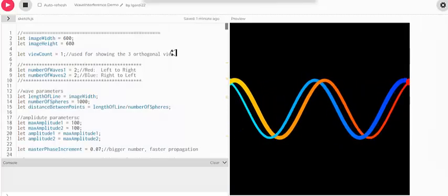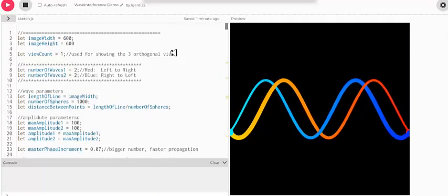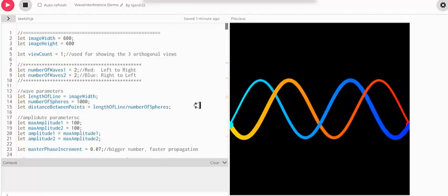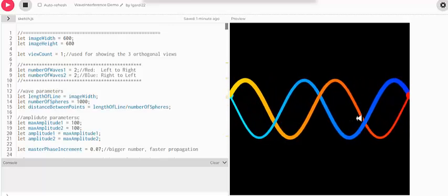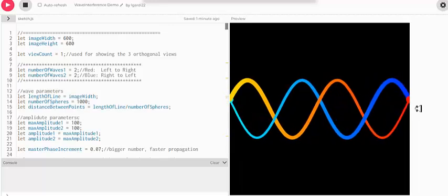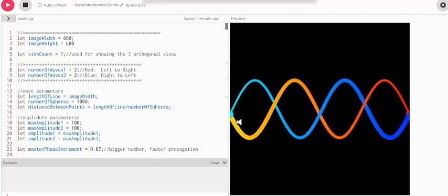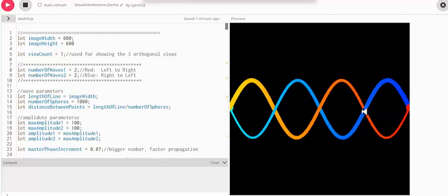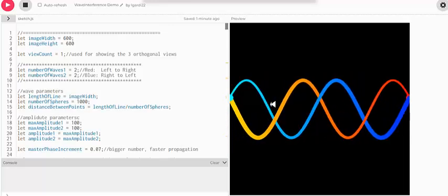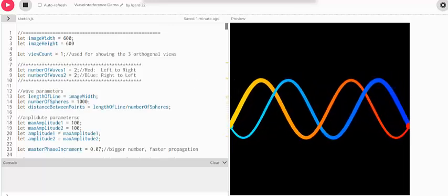We're going to implement two helix waves, two wave functions. One is propagating from left to right on my screen, and one is propagating from right to left. Here you can see the yellow-red wave is propagating from left to right, and the blue wave is propagating from right to left.